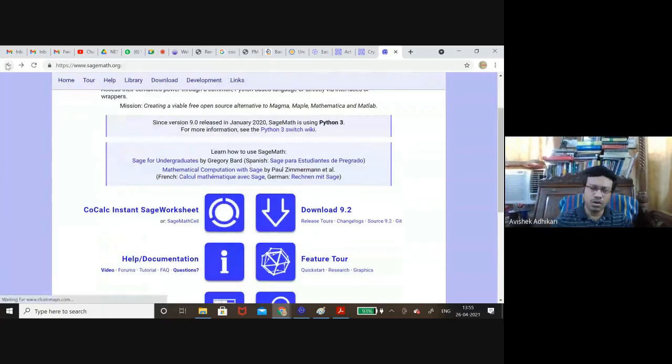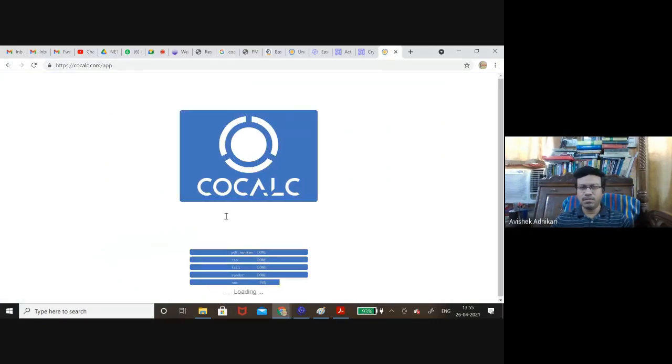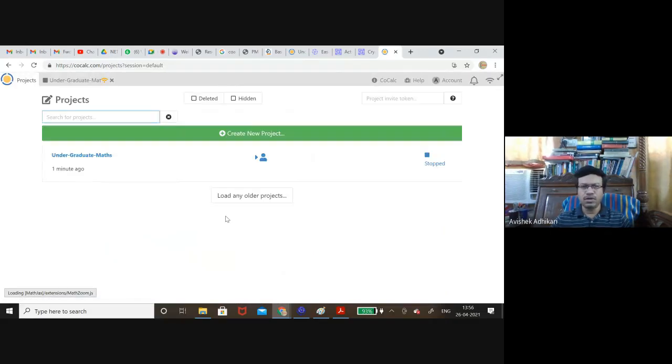So those who do not have a laptop or desktop, they will at least have a smartphone. Otherwise, they won't be able to see my classes. So you will click here. This is the CoCalc Instant Sage Worksheet. Okay, so this is CoCalc. It's basically a cloud-based system where you can work on your own.